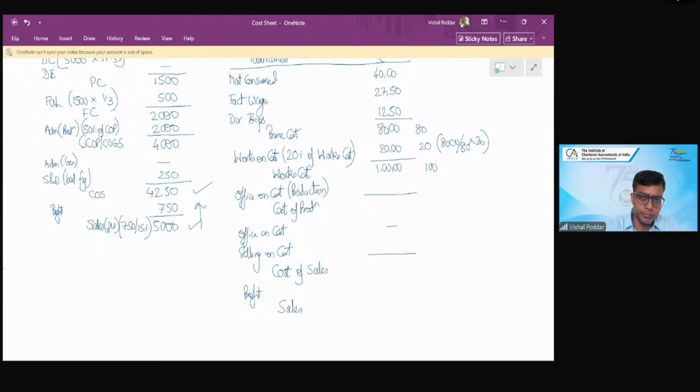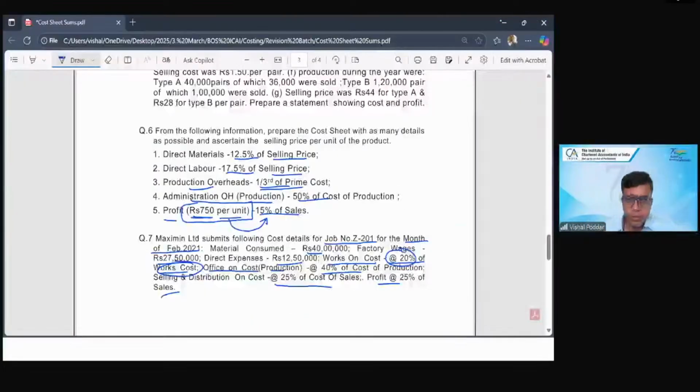Again, office on cost, which is a production related administration, it is 40% of cost of production, correct?